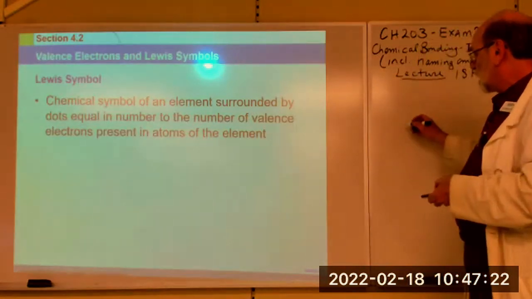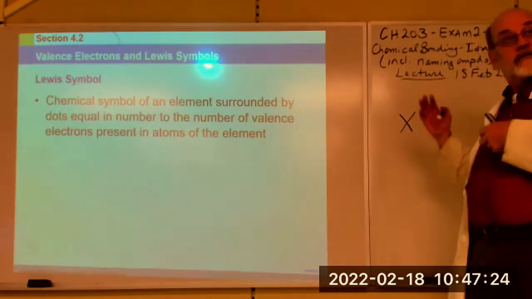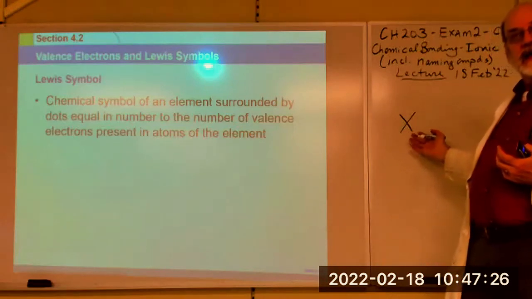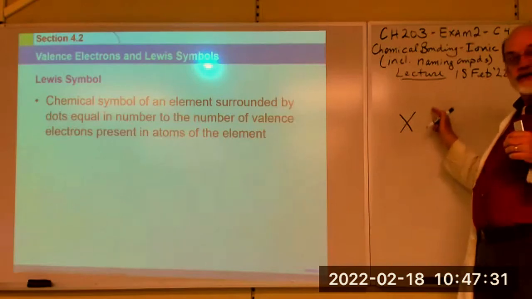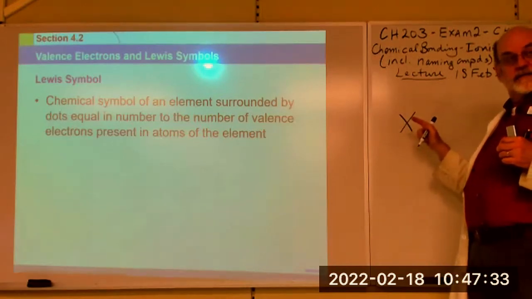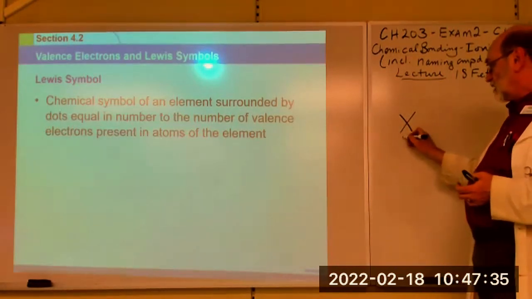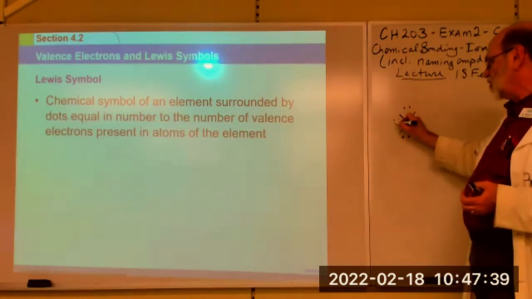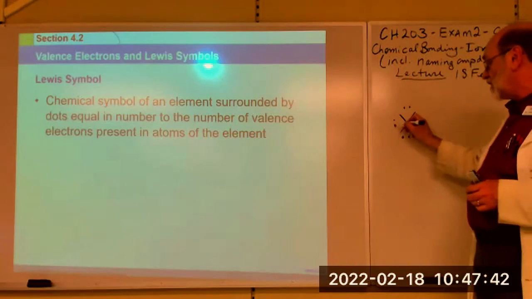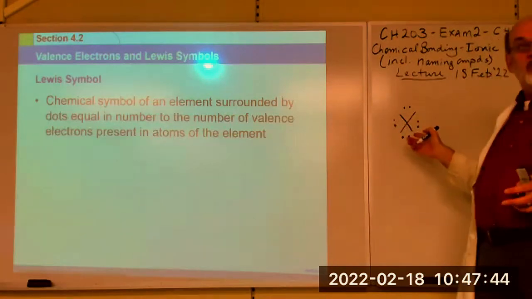What he developed was the Lewis symbol. It is simply whatever the symbol for the element is, and then it has eight possible electrons that you can position around it. Right, so there's your octet. You could have a maximum of eight, and you arrange them like that. If you have eight there, then you have a noble gas.